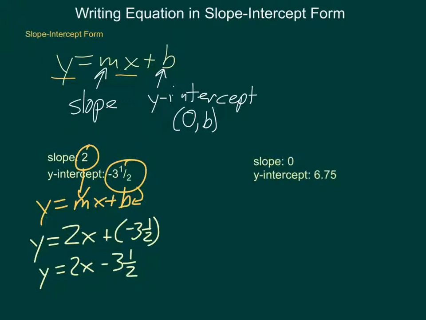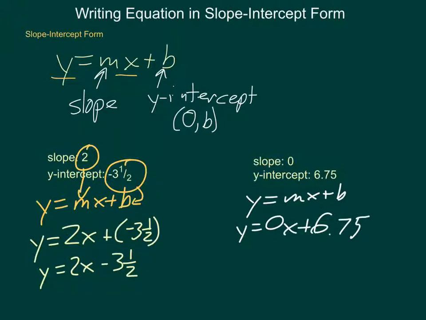Same thing on our next. If I know that my slope is 0 and my y-intercept is 6 3/4, I can again begin with y equals mx plus b and begin substituting in values. Y equals 0x plus 6 3/4. Simplifying this, 0 times x is 0 and it disappears. I simply have y equals 6 3/4.